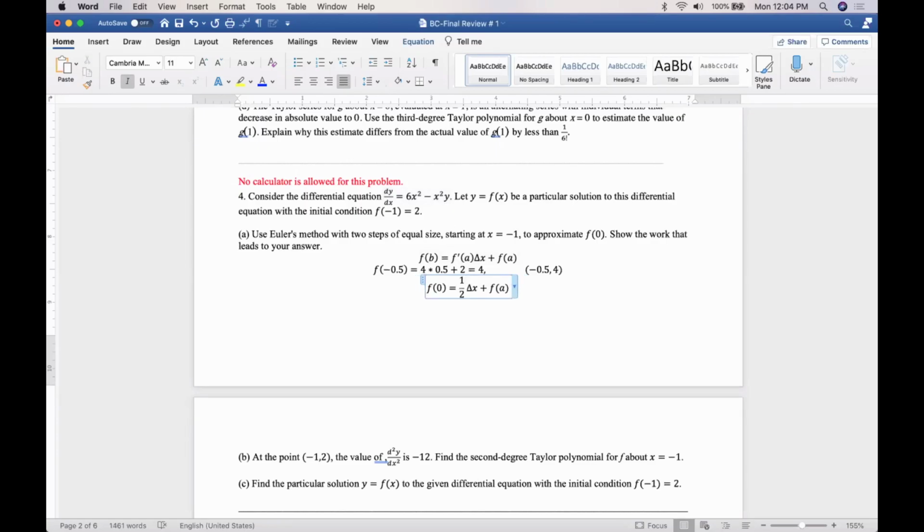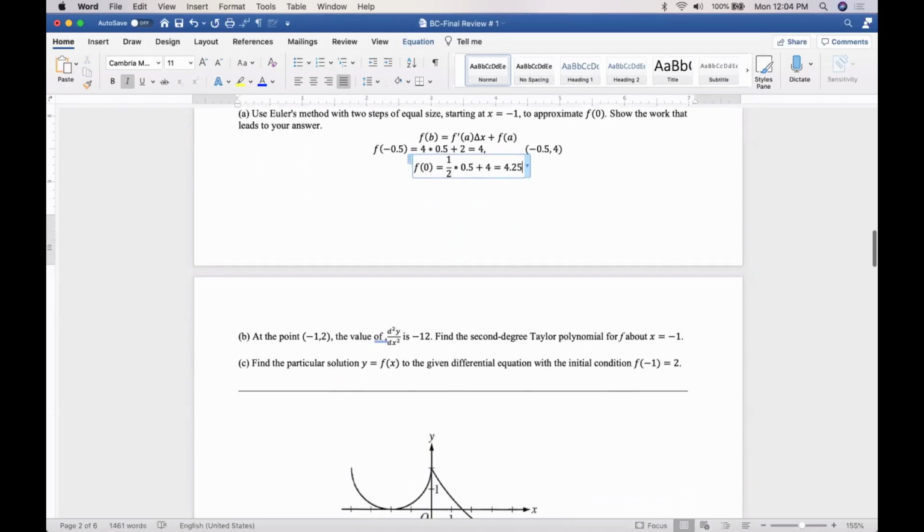If I'm wrong, I need to hear from any of you, please. And the delta x is, again, 0.5. And f of a is the 4. Now, what is that equal to? Equal to 4.25. And that's what I got. Any question?